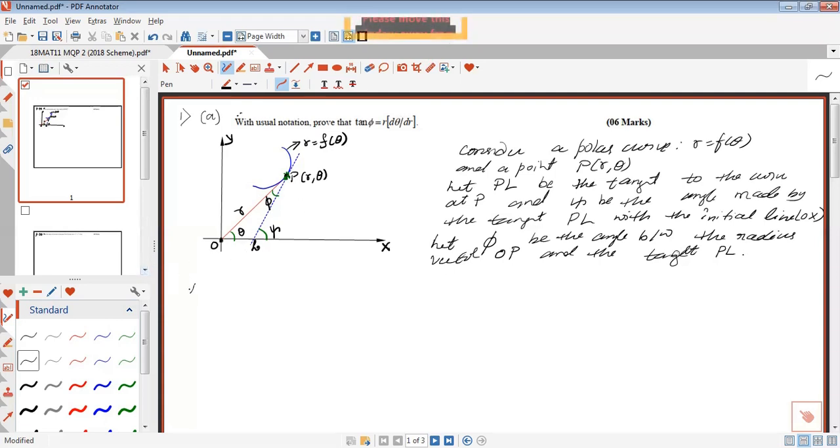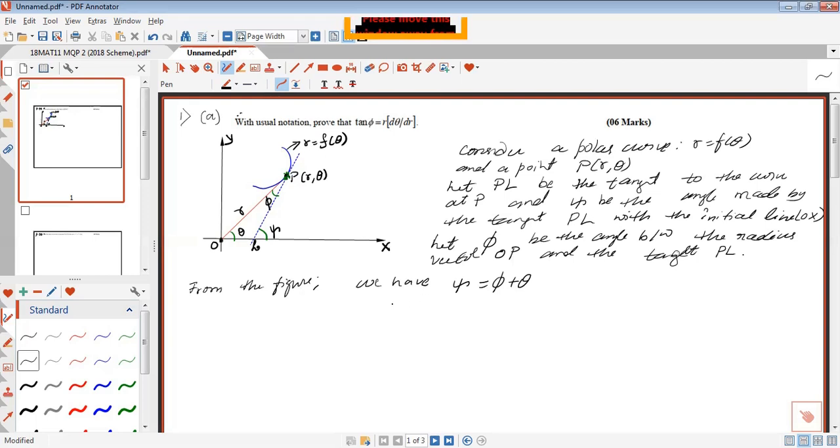Now, from the figure, we have xi is equal to phi plus theta. From this diagram, the exterior angle xi is equal to the sum of the interior opposite angles, that is theta and phi. So the addition of phi and theta gives the exterior angle xi.